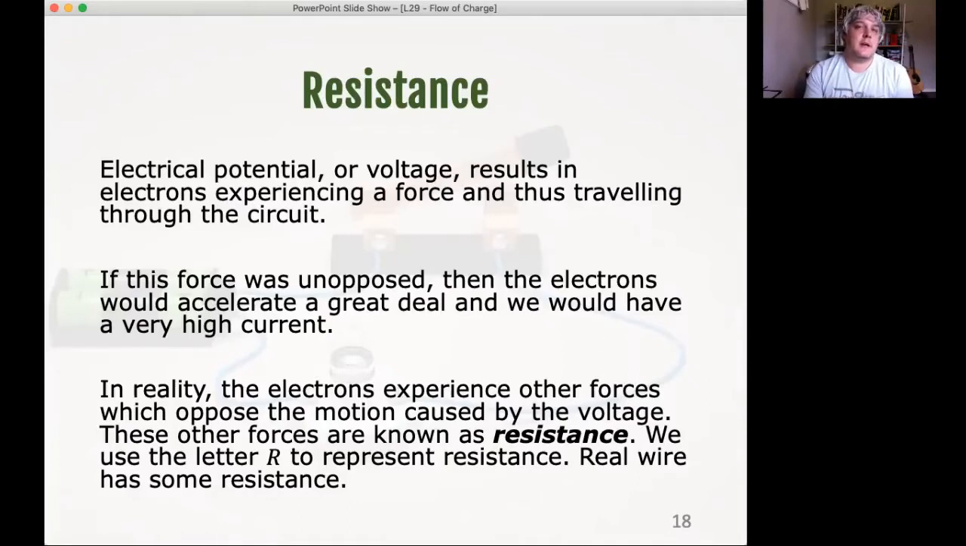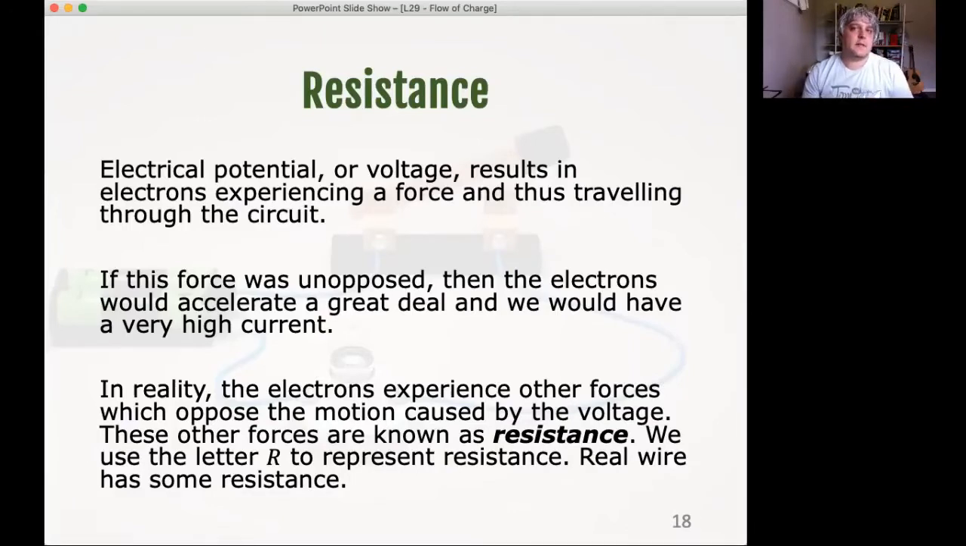If the electrons were leaving the negative terminal because they're repelled by all the other electrons on the negative terminal, and there was no resistance at all in the wire, then the electrons would go really quickly. They'd accelerate heaps because there's this big force pushing them away. We'd get a really high current. We'd get heaps of electrons leaving really quickly.